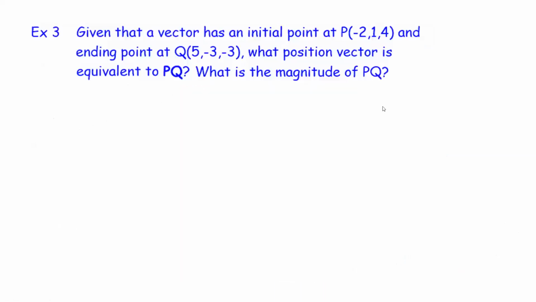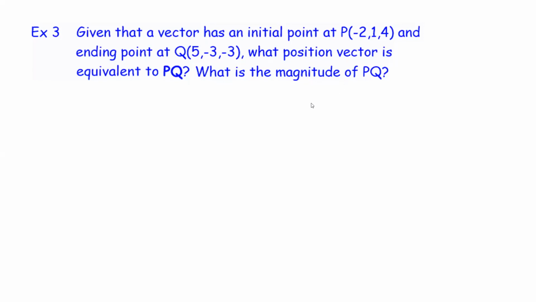Now, let's talk about this question. Given that a vector has an initial point of P, and it gives you the coordinates of P, and an ending point of Q, and it gives you the coordinates of Q, what position vector is equivalent to PQ? Again, I don't have the arrow on top. I should, but I don't. And what's the magnitude of PQ?